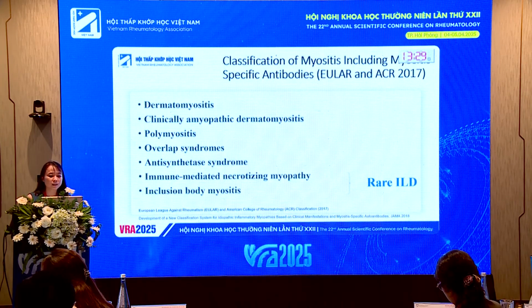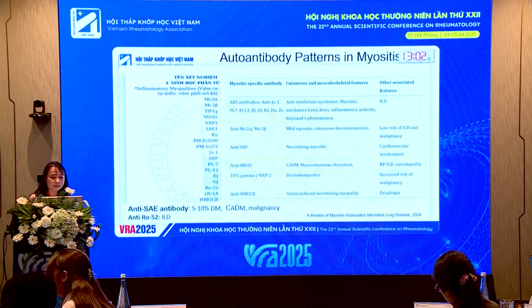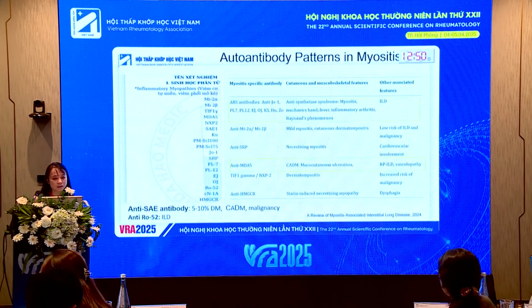Classification of myositis based on EULAR and ACR 2017. There are 7 main types: dermatomyositis, clinically amyopathic dermatomyositis, polymyositis, overlap syndrome, anti-synthetase syndrome. The last two classifications I'm not going to mention because ILD is rare in this syndrome. Now let's discuss the role of autoantibodies in myositis. We have a group of myositis-specific antibodies which are essential for early diagnosis, classification, and treatment response.